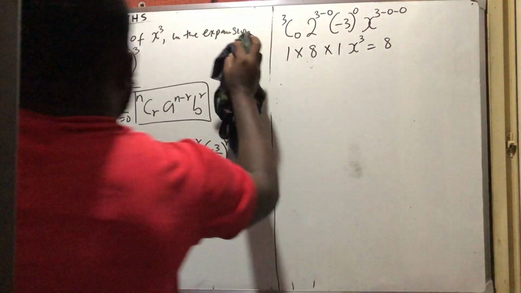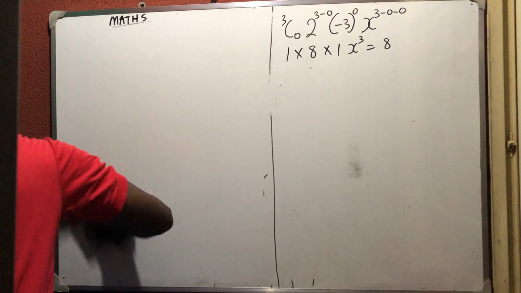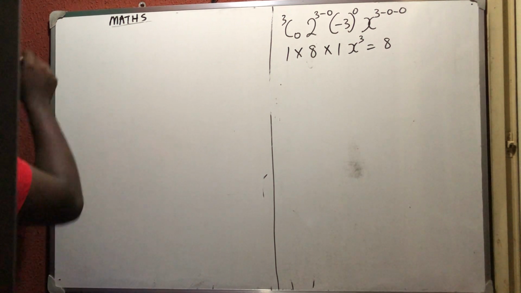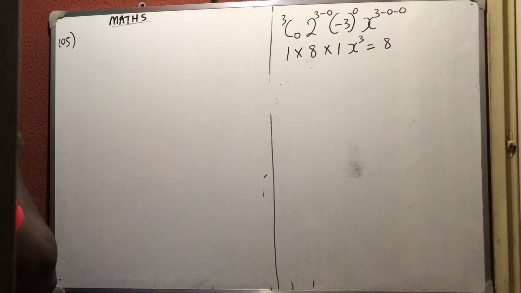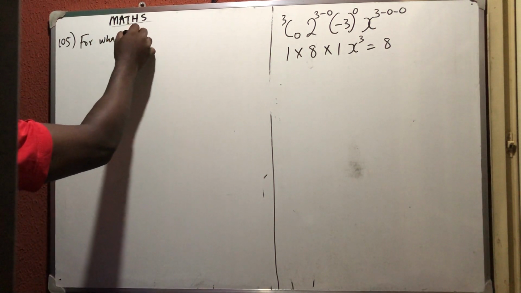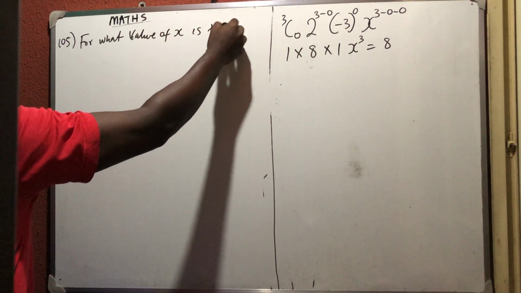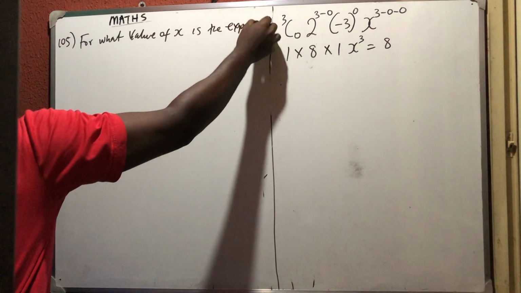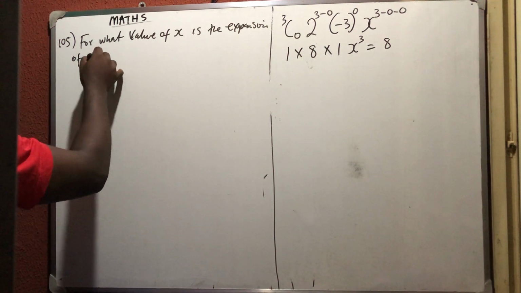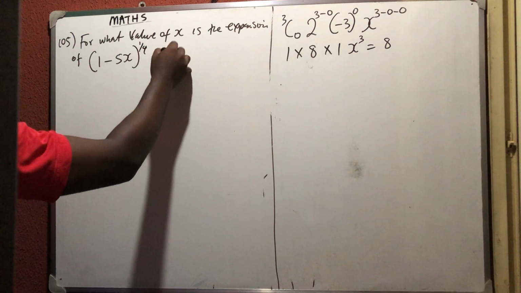So that is that for that. So let's go to the next question. Question number 105, which said, for what value of x is the expansion of 1 minus 5x all raised to power 1 over 4 valid?